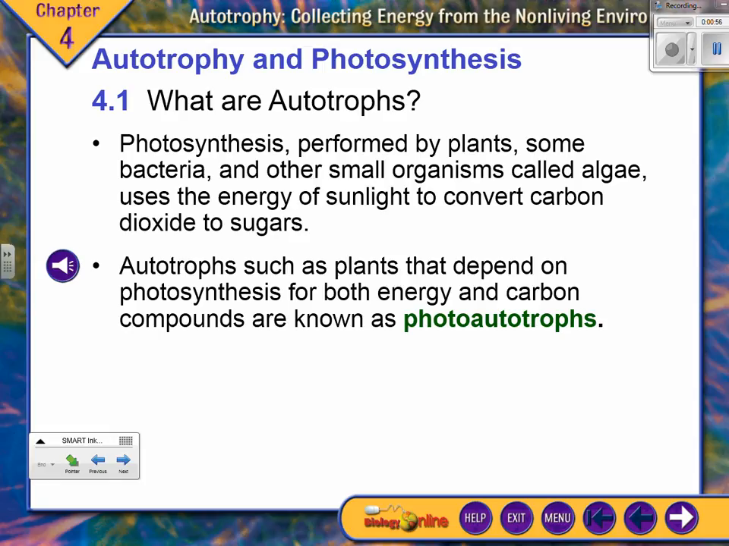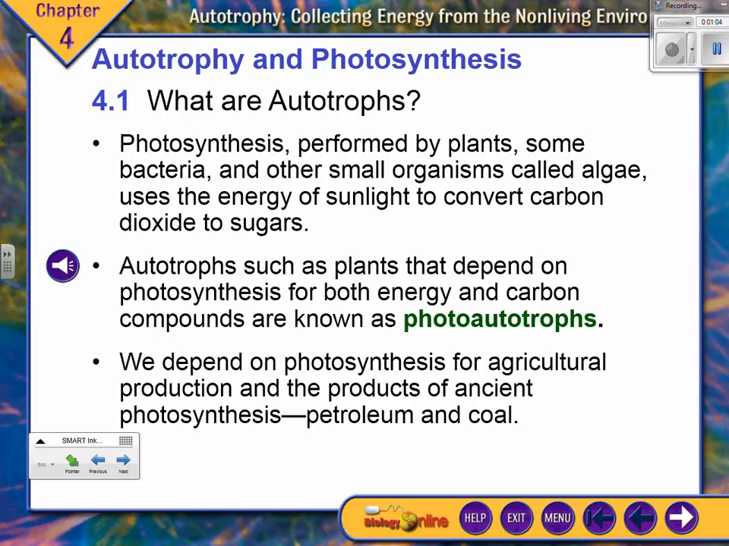And then I think you guys are good with autotrophs. They automatically get their energy. And where are they getting, for photoautotrophs, where are they getting their energy from? Awesome, from the sun.